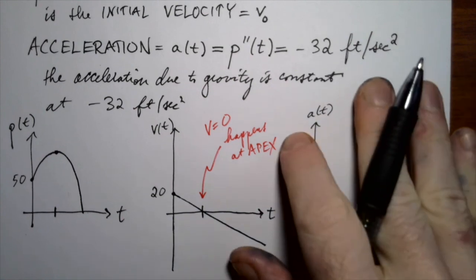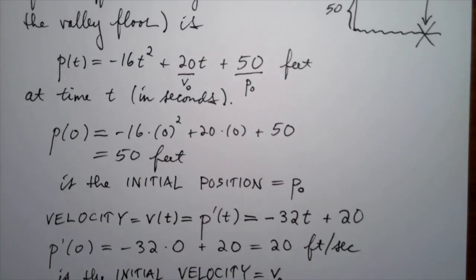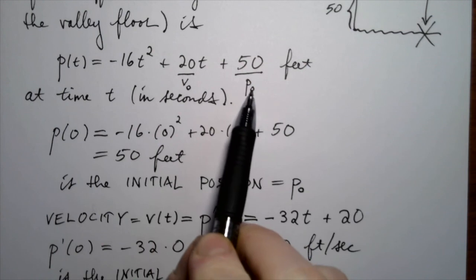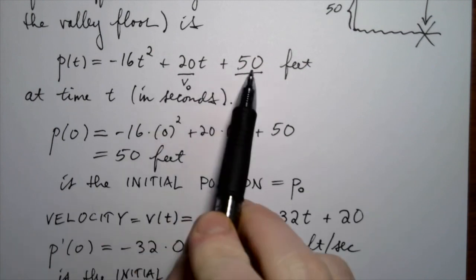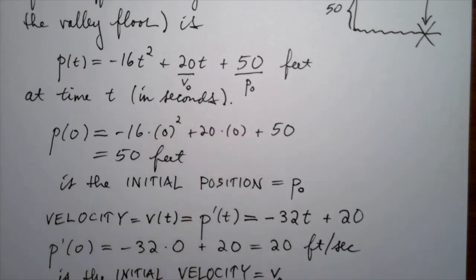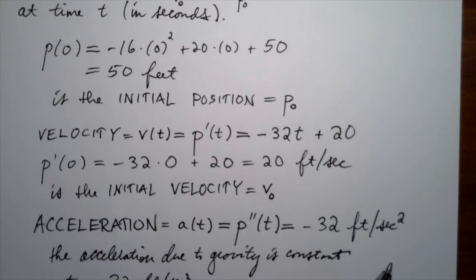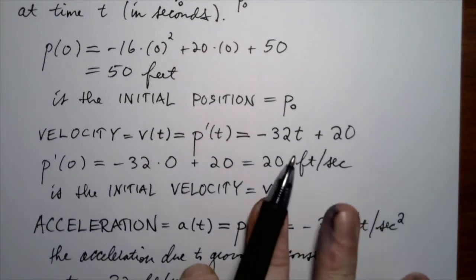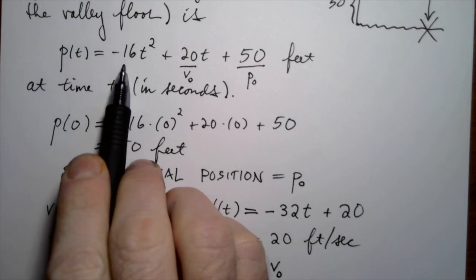Now, going back to the formula for p of t, we observed that the initial velocity and position were there in the formula already. And now notice that this constant acceleration we found, minus 32, it's secretly in there as well. It's exactly twice this constant.